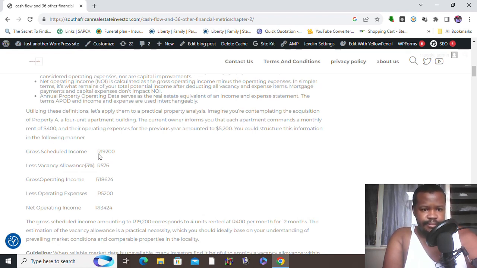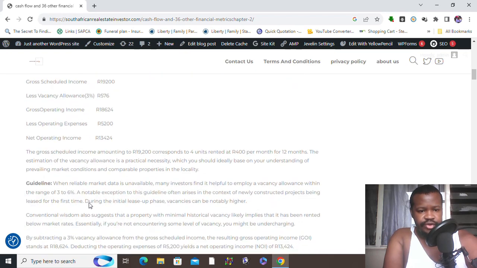Gross scheduled income 19,200, less vacancy allowance of 576, equals gross operating income of 18,624. Now less operating expenses of 5,200 rand will leave you with a net operating income of 13,424.